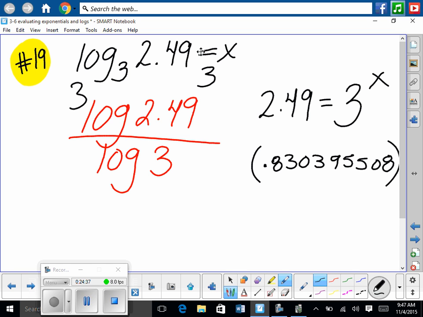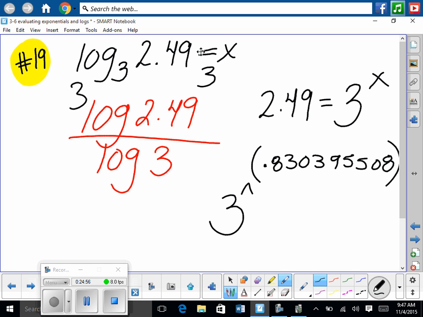I always have to, because I always get such a crazy answer that I need to check that and make sure it's right. And then I'm reassured. I know it's right because I checked it and it works. So type that in your calculator. 3 raised to that full decimal, and you will get 2.49. Anyways, that's how you can check it.